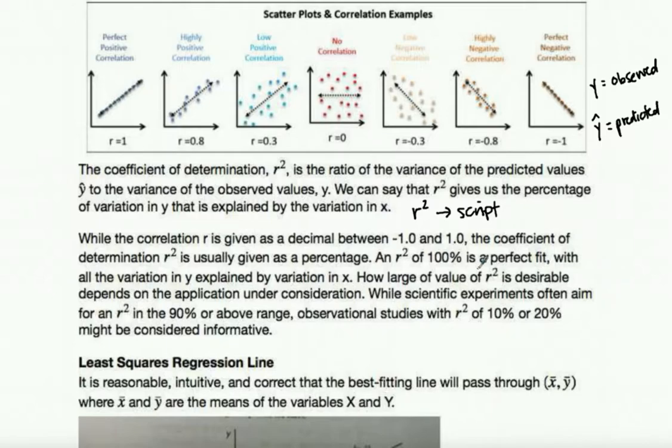So an r squared of 100% is a perfect fit, with all the variation in y being explained by the variation in x. How large a value of r squared is desirable depends on the application that you're working with. Scientific experiments often aim for an r squared in the 90% or above range. However, if you're looking at an observational study, then an r squared of 10% or 20% might still be informative to what you're trying to do.